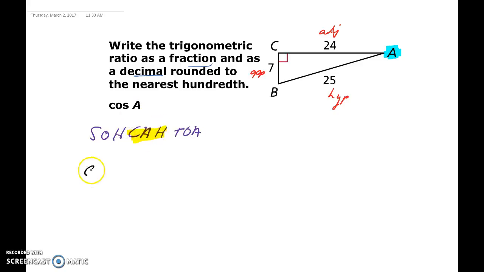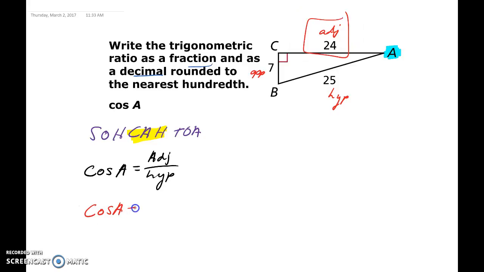So that tells us our cosine of angle A, what they wanted, is equal to our adjacent over top of our hypotenuse. Well, our adjacent we said was equal to 24. So cosine of angle A is equal to 24 over top of our hypotenuse, which is 25. So that is representing it as a fraction. And now if we want to write this as a decimal, cosine of angle A is simply equal to 0.96. All right, since we're not rounding that, we can say equal to.